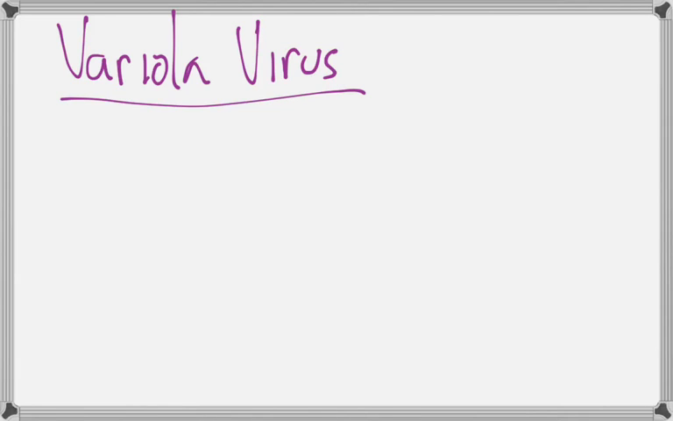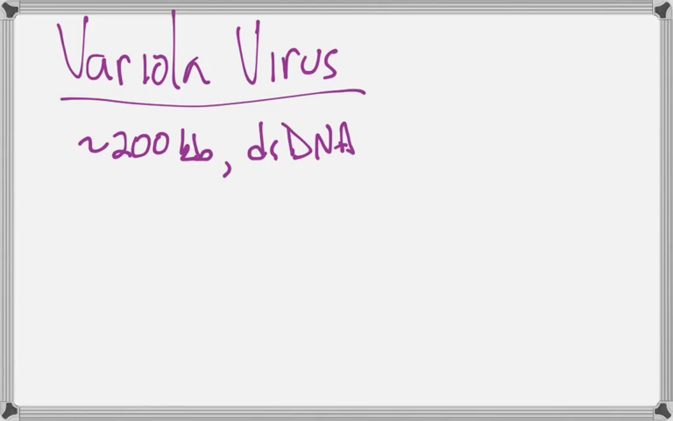So variola virus has a genome of about, if I'm not mistaken, about 200 kb. I'll double check that to be certain. It's double-stranded DNA. Okay. Next question is, what are the mechanisms to encode for multiple proteins?